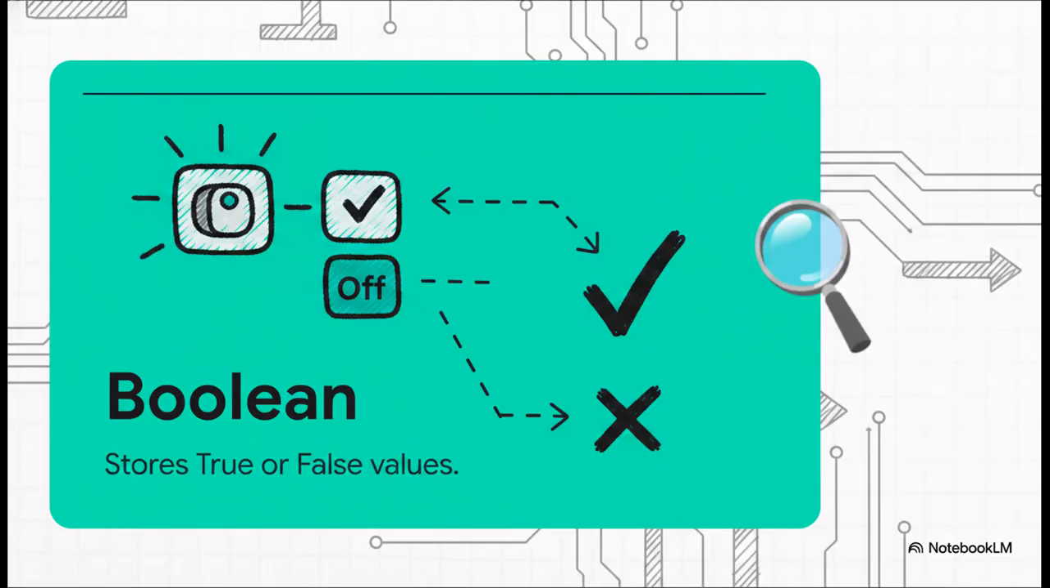Our final data type for today is the Boolean. A Boolean is a very simple but incredibly powerful data type that stores literally only one of two values, true or false. Think of it exactly like a simple light switch in your program. It's either flipped on or it's flipped off.